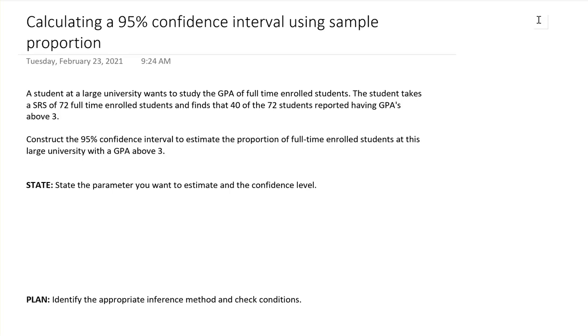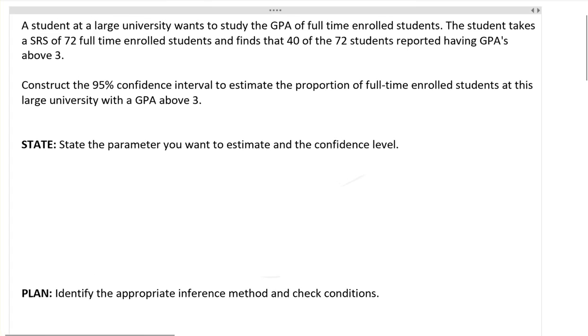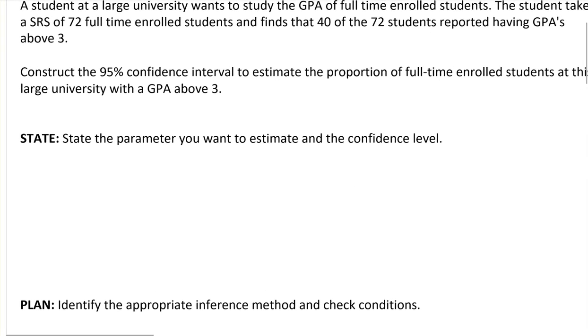Now, this is not going to be much different if you have a different confidence level than 95%. I will tell you where it would differ here, but let's jump into it. We are going to use the state, plan, do, and conclude criterion. So if you are taking an AP Stats class, this is what is going to be expected of you. It's also a good way to organize your thoughts to make sure you hit everything you need when you are constructing these intervals. So the first thing we need to do is focus in on this state portion.